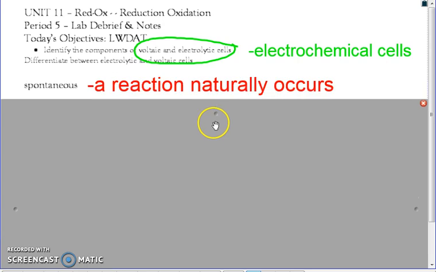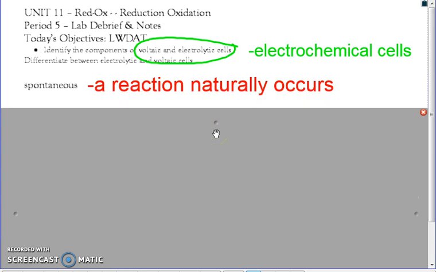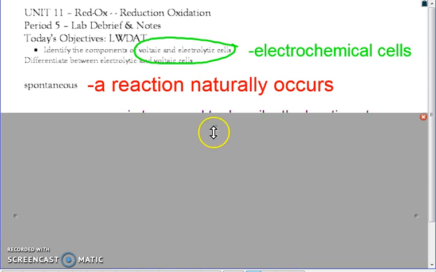So, start off, talk about this. There's a couple terms you need to know. The first term is called spontaneous. A spontaneous reaction means a reaction that naturally occurs. This is not to be confused with instantaneous. It doesn't instantly happen. Spontaneous just means it will happen.